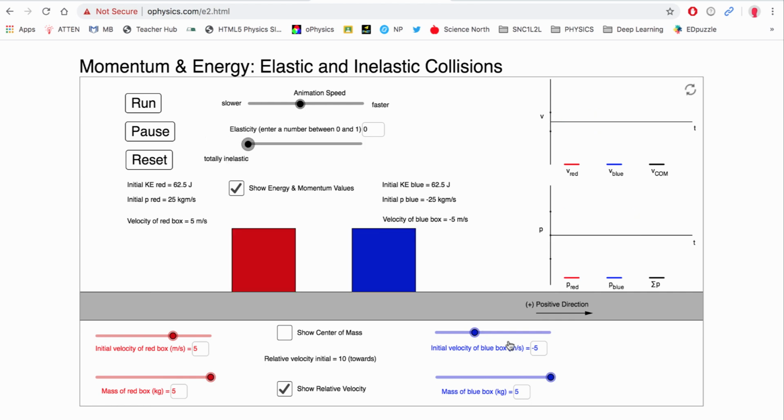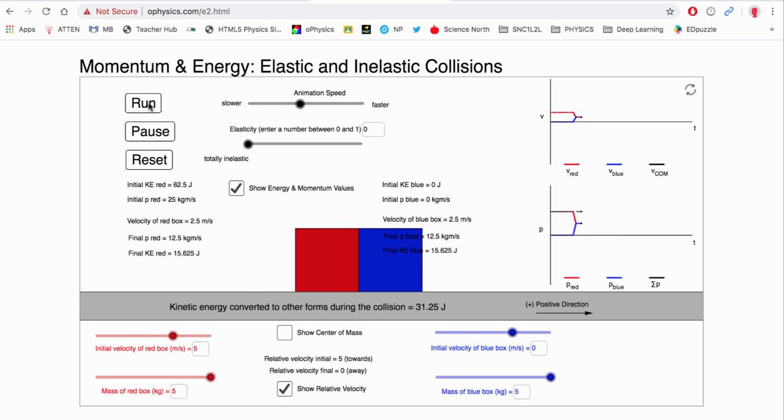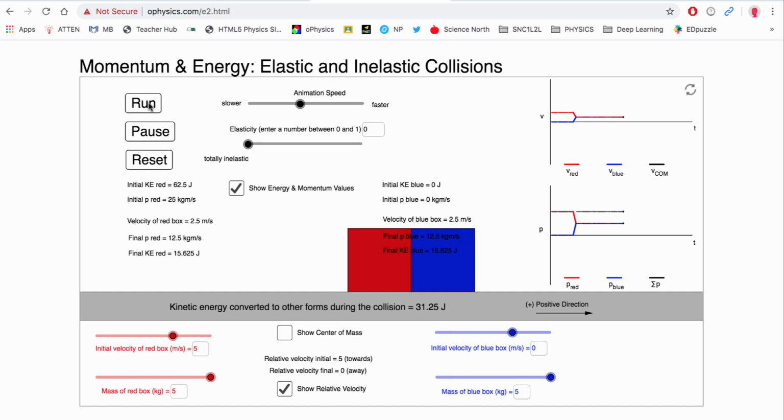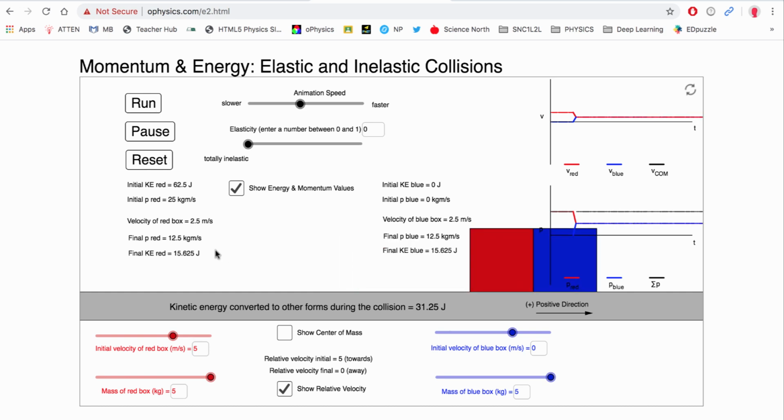Let's make this a perfectly inelastic collision. I'm going to have the blue box with an initial velocity of 0. In a perfectly inelastic collision, the boxes will stick together. So here's what we have.